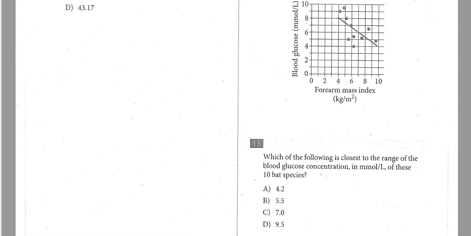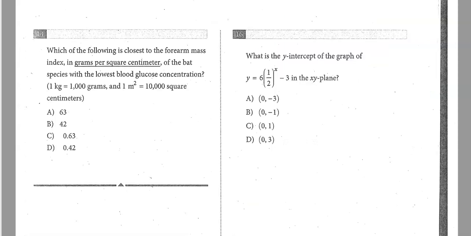So blood glucose is over here on the side. So the range looks like it goes from 4 to almost 10. You know, so I don't know, maybe 9.5 all the way down to 4. So somewhere around 5.5 would be the range. Correct answer B.